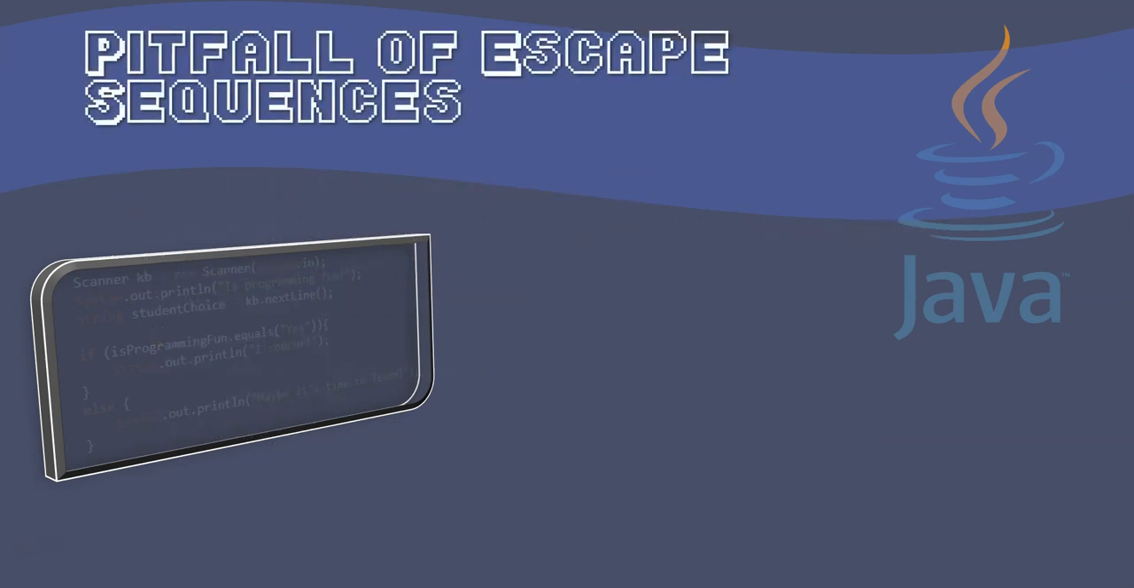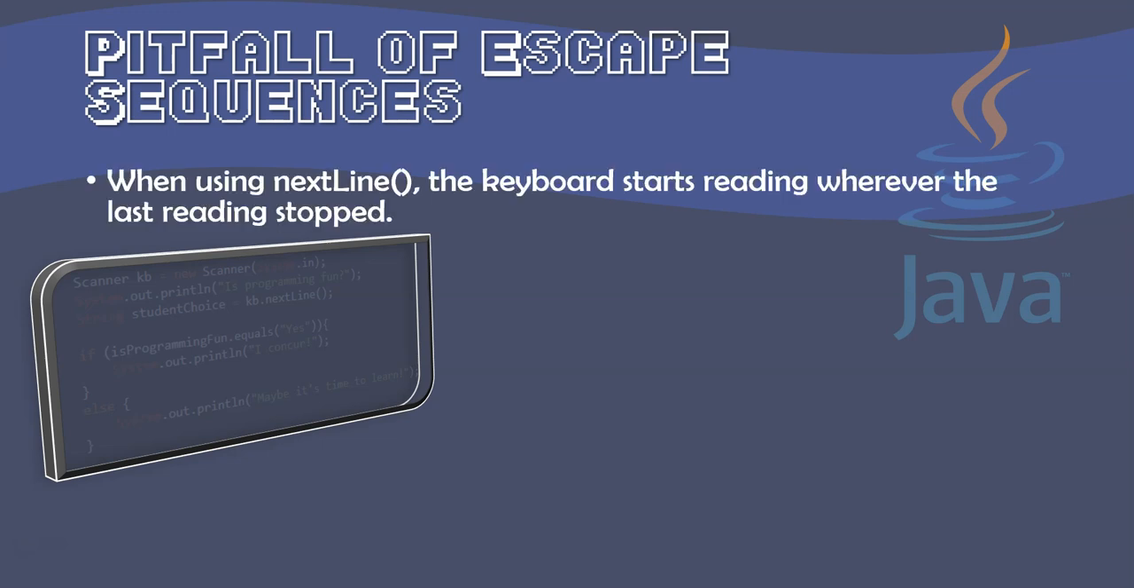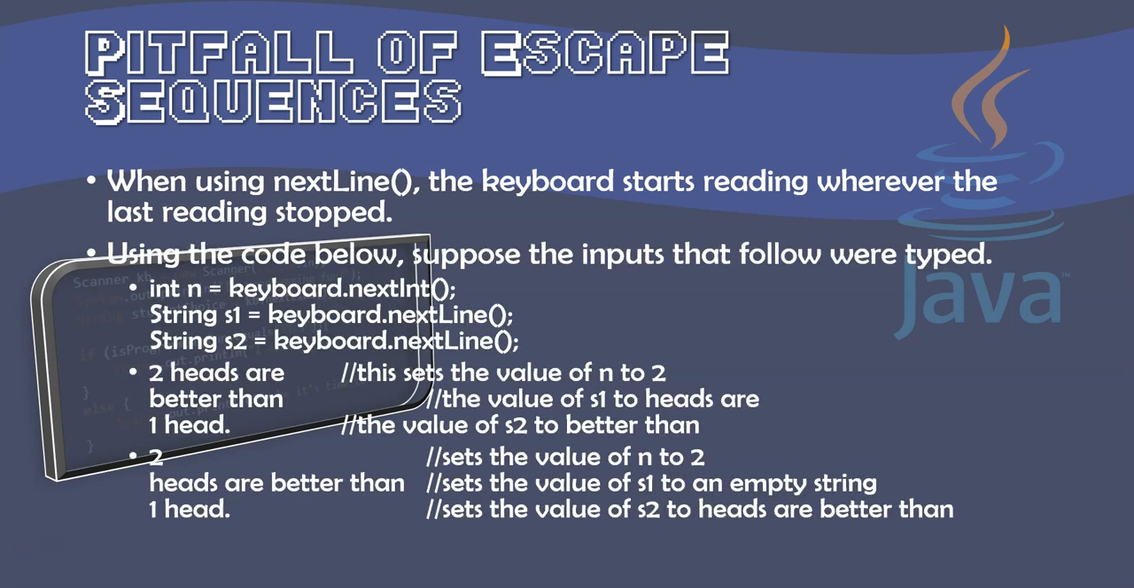Now, there's a couple things we need to talk about where escape sequences start coming into play. When we're using nextLine, the keyboard will start reading wherever the last reading stopped. So if we had, let's say, two different lines, or we had just a next or a nextInt, how does that all play together? So let's look at this with some code. Suppose we get some inputs here. We have int n equals keyboard.nextInt, String s1 is keyboard.nextLine, s2 is keyboard.nextLine. So we have a nextInt, a nextLine, and a nextLine.